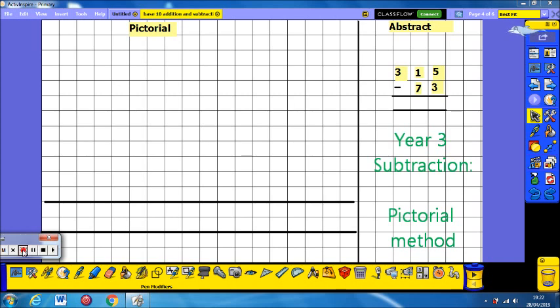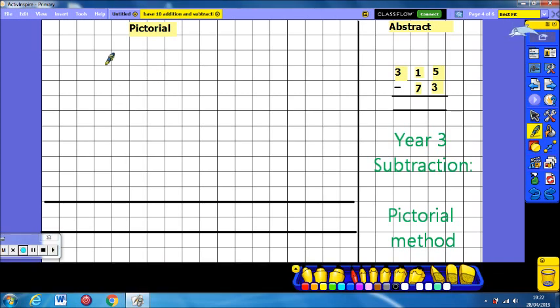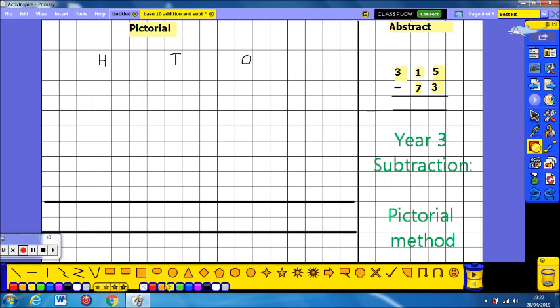I'm going to show you it in pictorial and in the abstract. So, to make a start, I'm first going to label the pictorial with 100s, 10s and 1s. And to start with, I have got 315, so I'm going to draw that pictorially. So we draw the hundreds as squares. So we've got 3 of those.